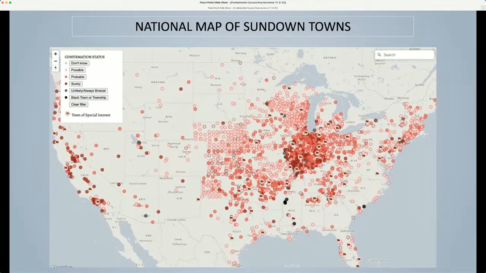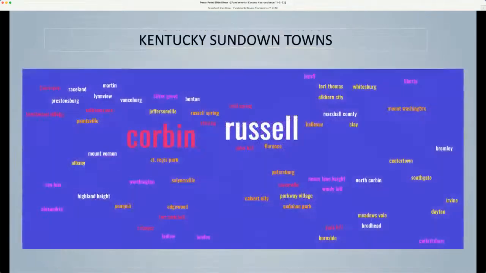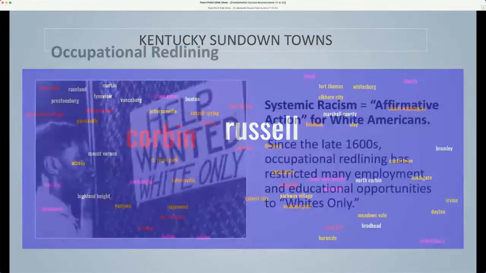We now turn to occupational redlining, or job discrimination. Occupational redlining, or occupational segregation, is a form of systemic racism that affirmative action and diversity and inclusion programs were crafted to address. But we need to recognize that, these are Kentucky sundown towns. I'm sorry, I left that out. And as you can see, there are quite a few.